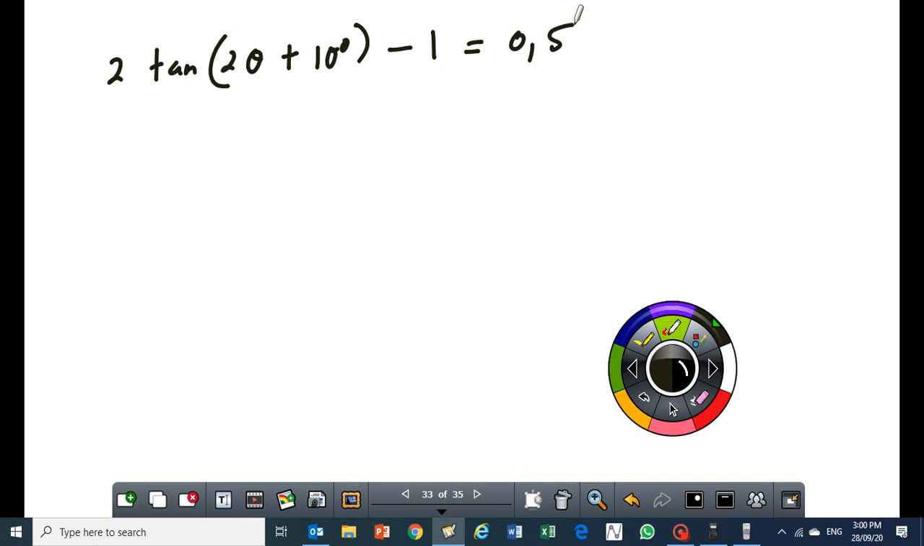Now to solve for theta here, you have to be very careful. First, this minus 1 can be taken to the right hand side. Then you need to make the coefficient of tan(2 theta plus 10 degrees) equal to 1 by dividing both sides by 2. So the first step is to take the minus 1 to the right. If you do that, you get 2 tan(2 theta plus 10 degrees) is equal to 0.5 plus 1, which gives 1.5.